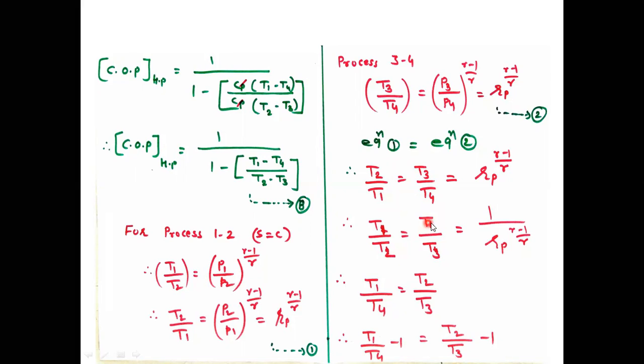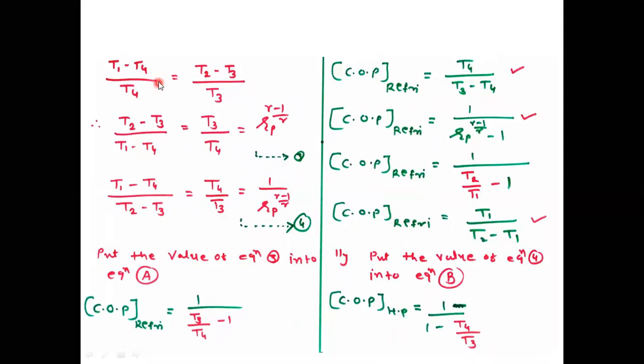Now exchange T2 and T4. So T1 divided by T4 is equal to T2 divided by T3. Add minus 1 on both sides. It's a mathematical step. So I can write (T1 minus T4) divided by T4 is equal to (T3 minus T4) divided by T3. Here it is (T1 minus T4) divided by T3 is equal to (T2 minus T3) divided by T4. Exchange these two, T1 minus T4 and T3. So I can write T3 divided by T4 is equal to (T2 minus T3) divided by (T1 minus T4).